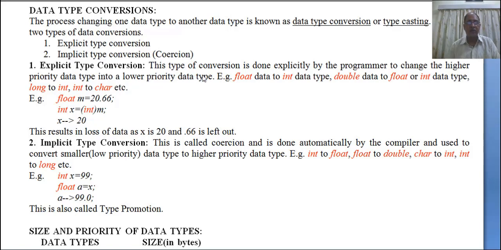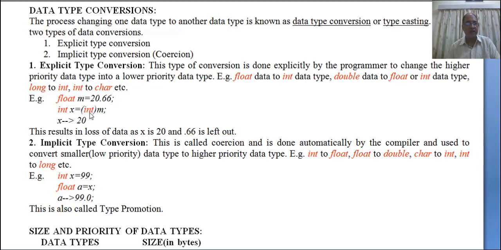Explicit type conversion. This type of conversion is done explicitly by the programmer to change a higher priority data type into a lower priority data type, that is float to int, double to float or int, long to int, or int to character. This is called explicit data type conversion from higher to lower. Like float m is equal to 20.66 and int x is equal to (int) m. This is called explicit conversion.